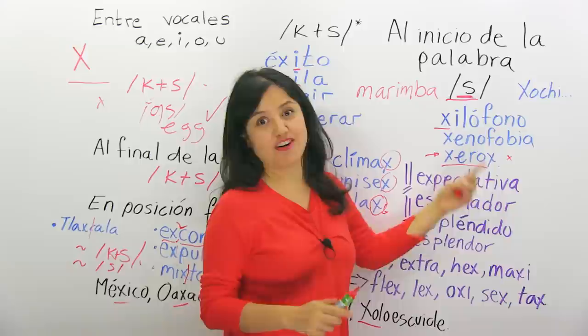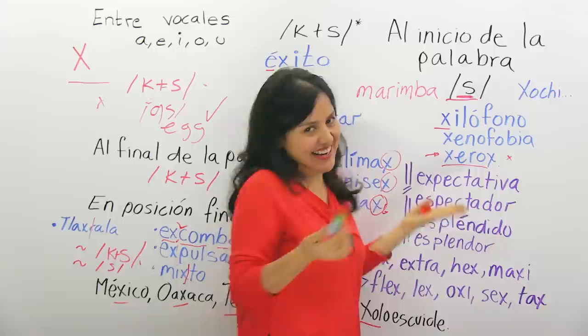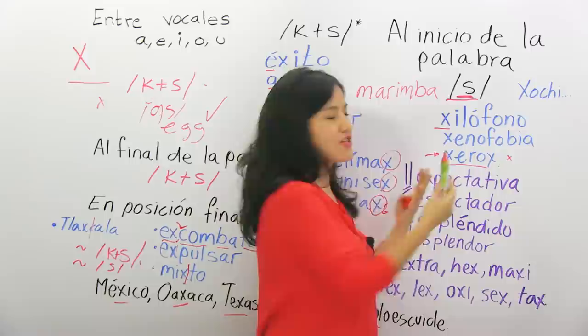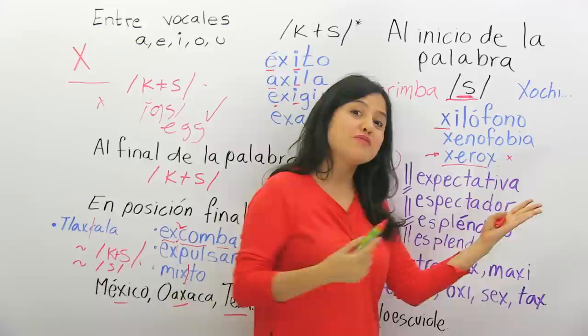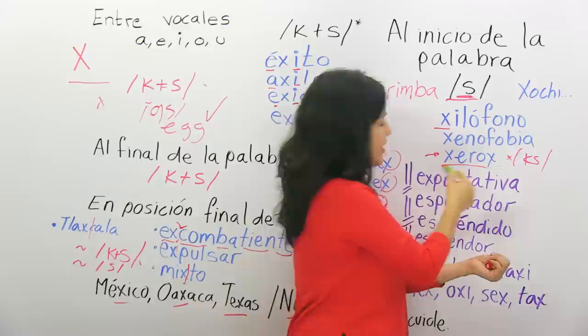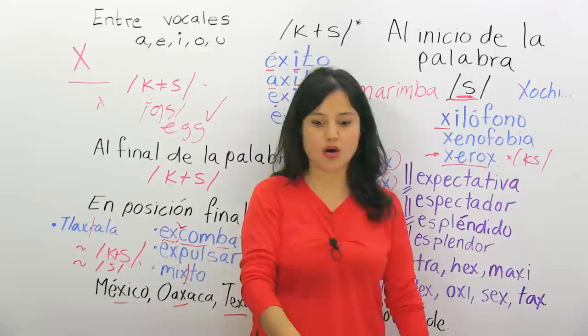Muy bien. Now, xerox, that's interesting, right? I know xerox is the photocopier. But really, if you think about xerox, you can master two rules in one word, because it's at the end of the word, like xerox, and at the beginning of the word, like xerox. So think about the photo. When you're making a copy, think, oh, the X sound. Yes, the X sound in Spanish.